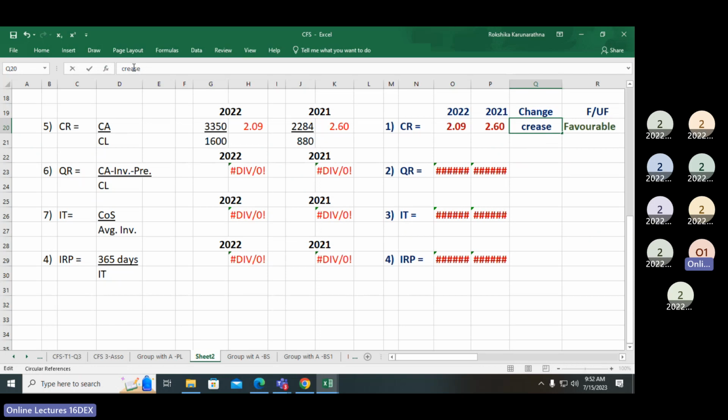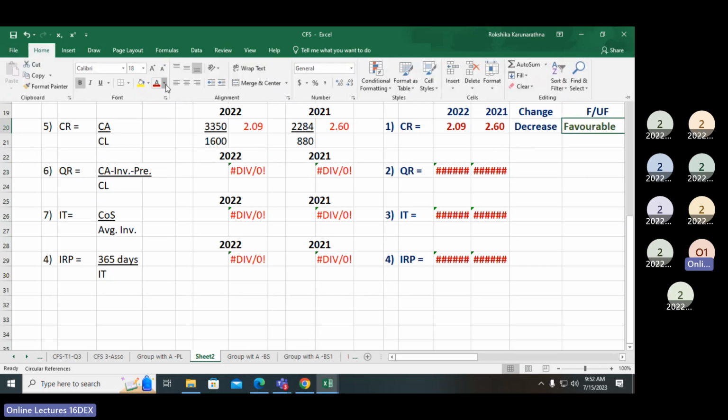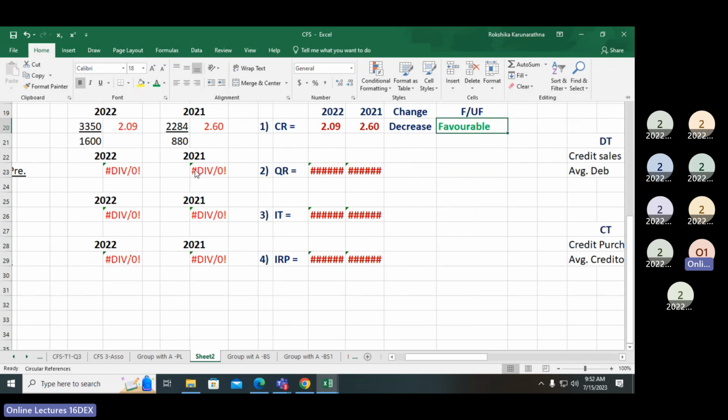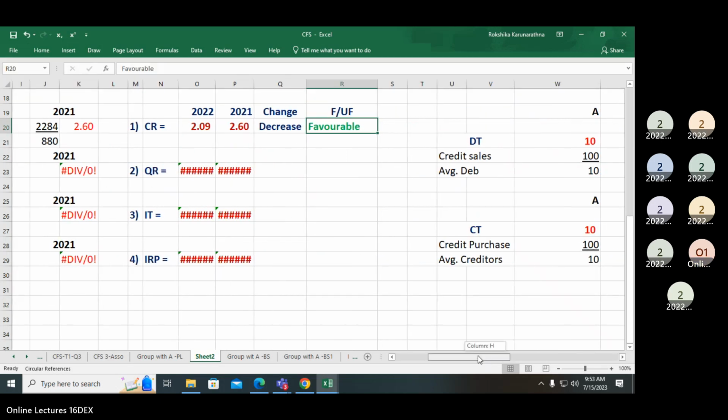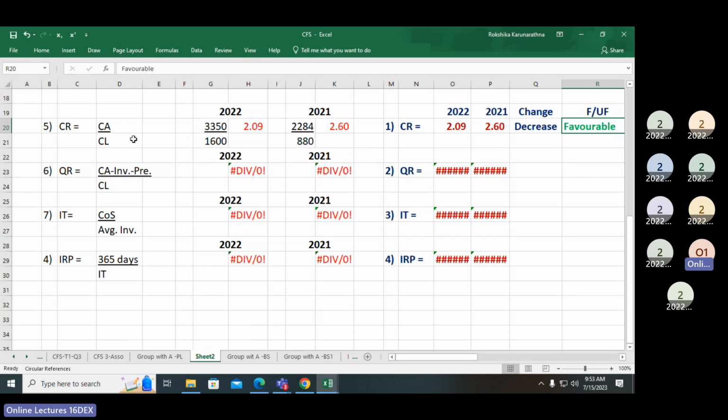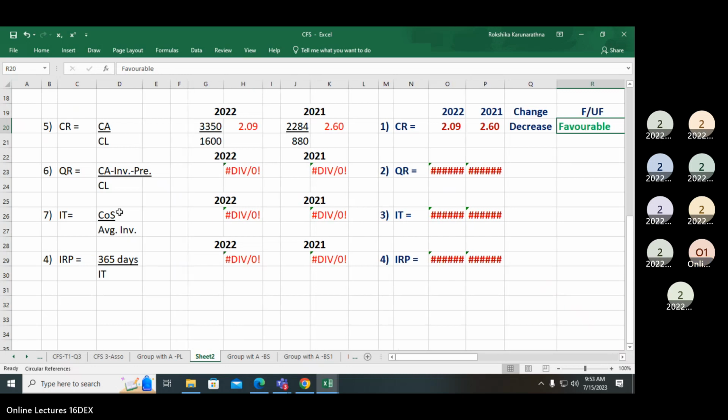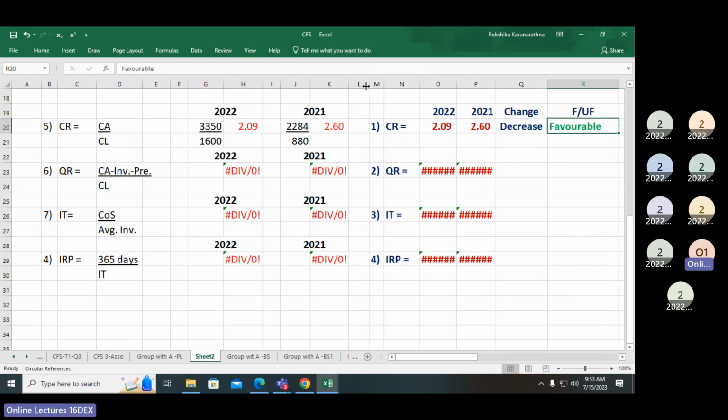Now current ratio decrease towards the norm 2. So this decrease is favorable. Make a decrease උනාට මේක අපිට favorable කියලා ගන්න. right? මොකද මේ අඩු වෙන්නේ norm එක දෙසට තමයි. Right? Moving towards norm. So we can take it as favorable.